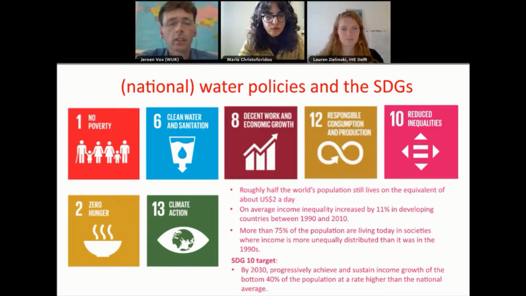And the target for SDG 10 is that in 10 years' time, progressively we will achieve an income growth of the bottom 40% of the population at a rate higher than the national average. So actually making the inequalities less. So this is how you can see that water productivity and social water productivity is related to these other SDGs.